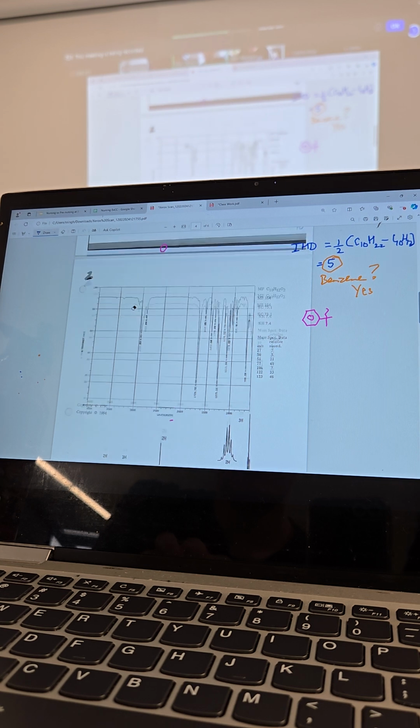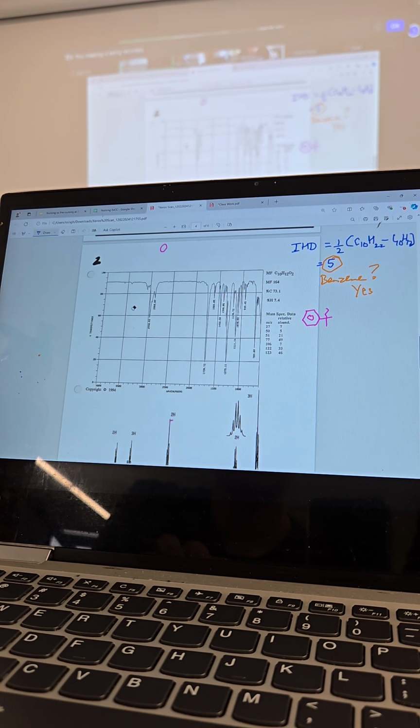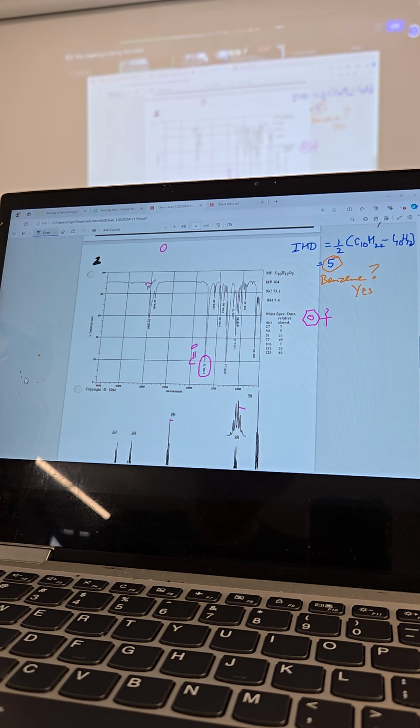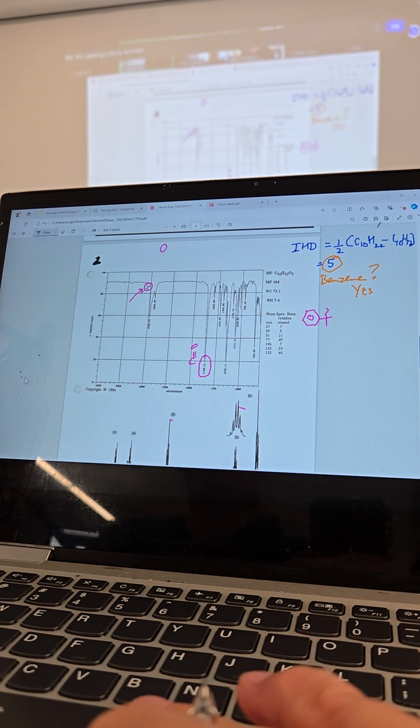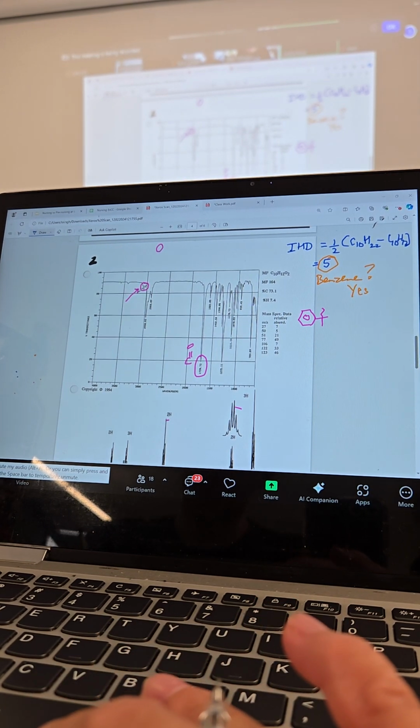Is there also sp3 hybridized carbon hydrogen bonds? So you did say this is C double bond O, okay. What bond is being shown by those signals? sp2 CH. Oh, sp2? sp2 what? CH.